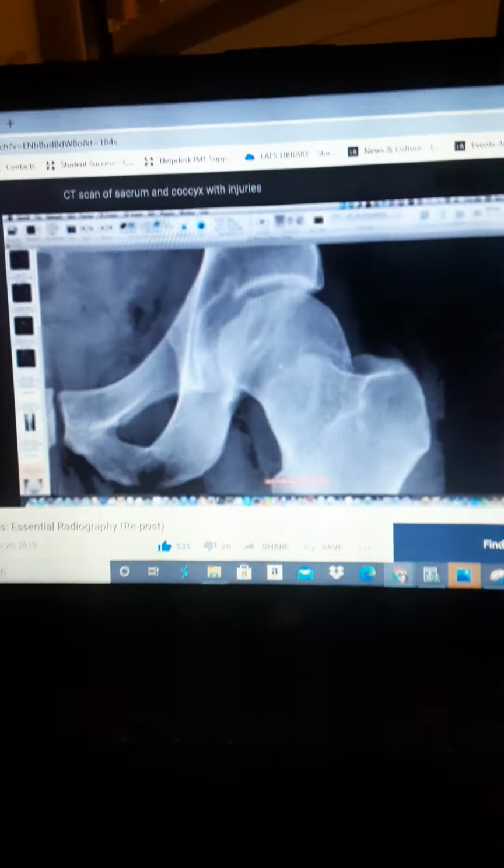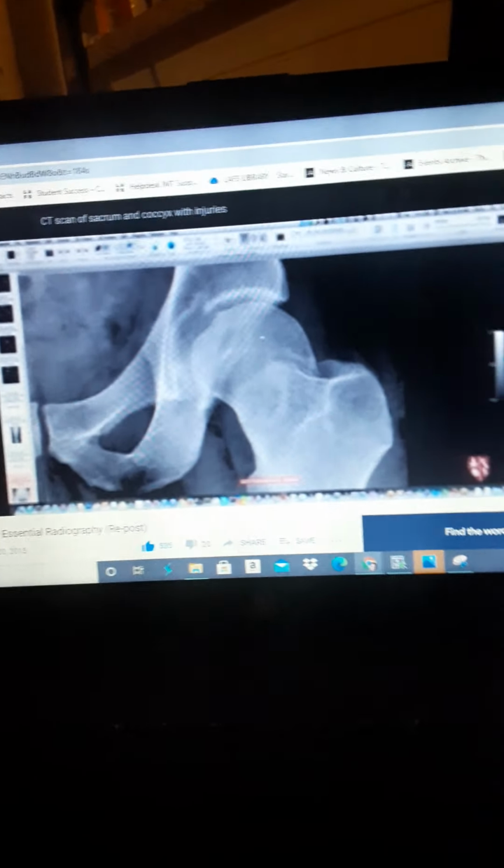What would be a little bit of a valgus malalignment, if you will, or impaction of the femoral head neck junction.